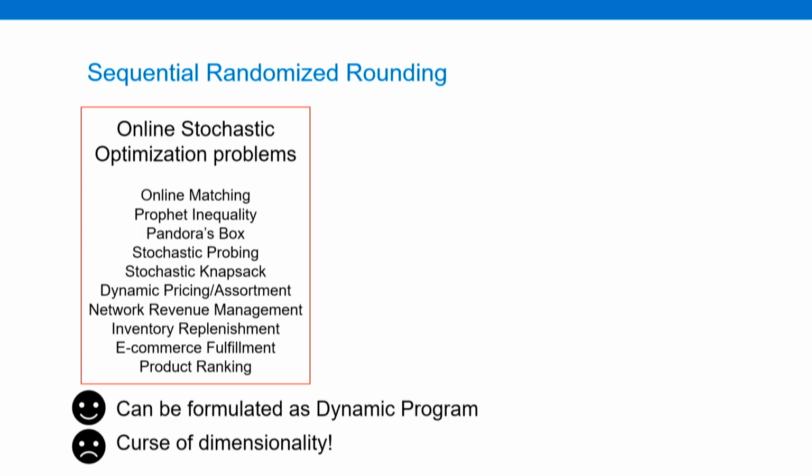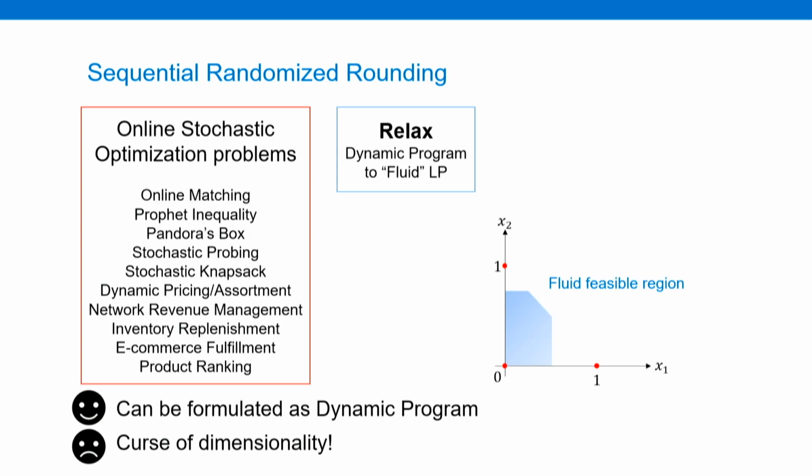So once again, we can take a relax and round approach where now we're relaxing the dynamic program to what's sometimes called an offline or fluid LP. Here we're collapsing the exponentially large state space in the dynamic program into a small state space by replacing random variables with their expectations. That's often what you do. So once again, you end up with a polyhedral region that you can compute. It might look like this blue thing.